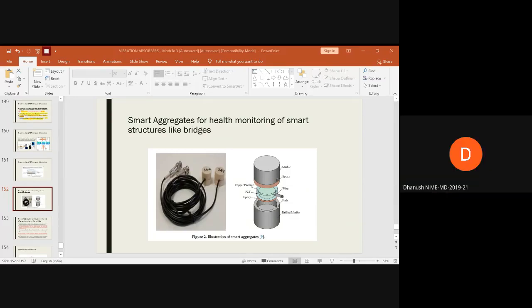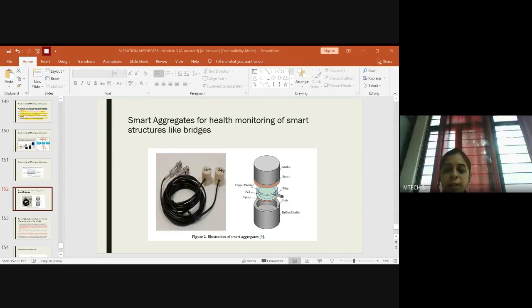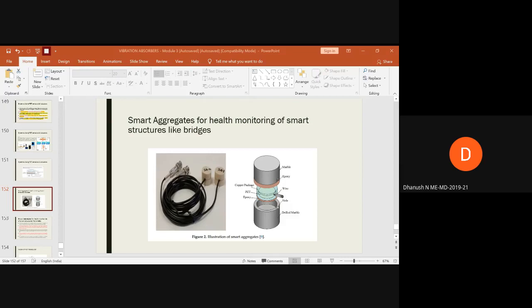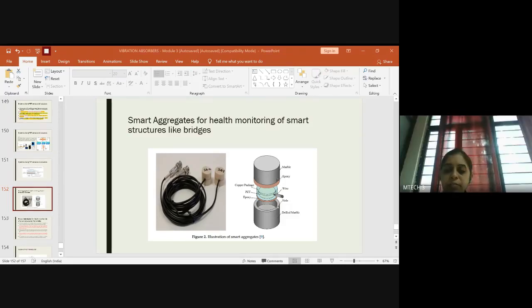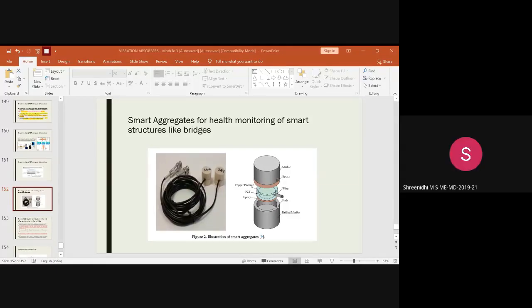Srinidhi, you're there? Okay, I'll get back to him later. Sukrut? Yes, ma'am. Did you answer me? Okay. Mithun? Yes, ma'am. Answer. I think Srinidhi is there.